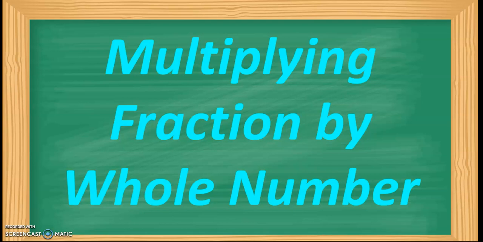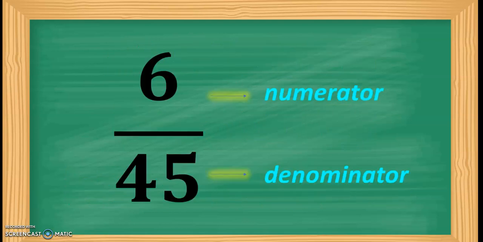Today's video, we'll be looking at multiplying a fraction by a whole number. Now a fraction has a numerator as well as a denominator. Here we have 6 over 45, where 6 is our numerator and 45 is our denominator.